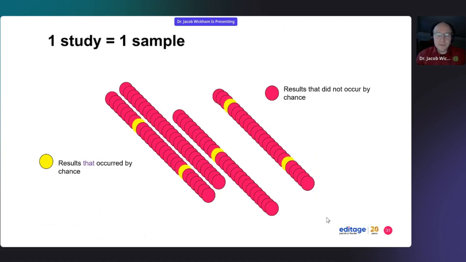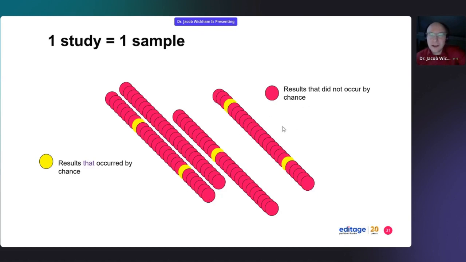So with the p-value of 0.05 and the significance level at 0.05, here are 100 studies, and each study is one sample. And if you look at the yellow discs here, these have statistically significant results, but they only occurred by random chance. So this is the probability that the differences you're observing between the two populations occurred by random chance alone.